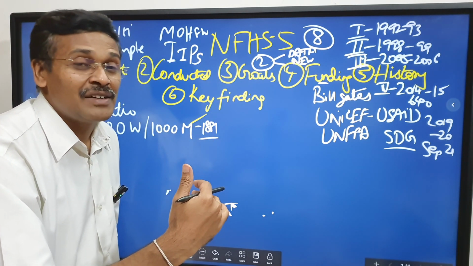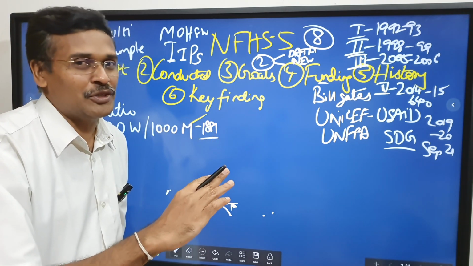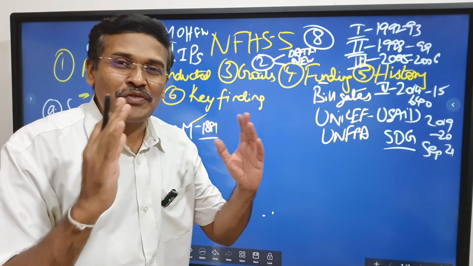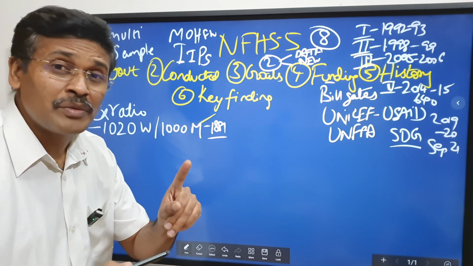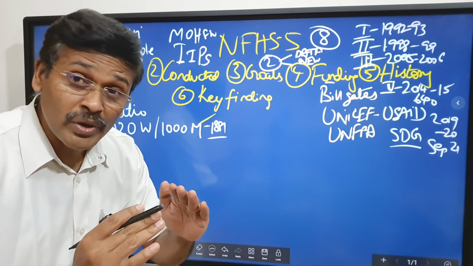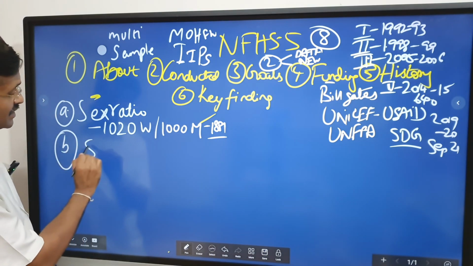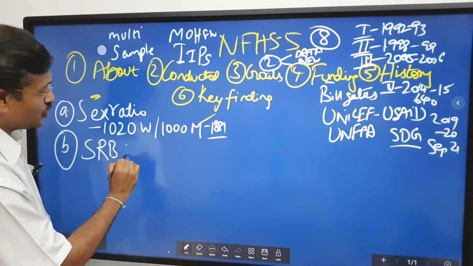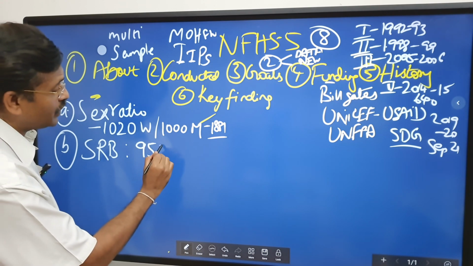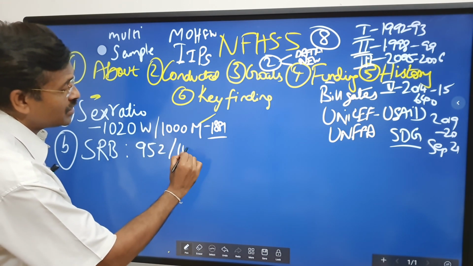This is a national level average, but it varies from state to state. However, everything is not flowery because the sex ratio at birth is still skewed towards boys. For example, this is the second one. The SRB I will write. The sex ratio at birth is still 952 girls per 1000 boys.